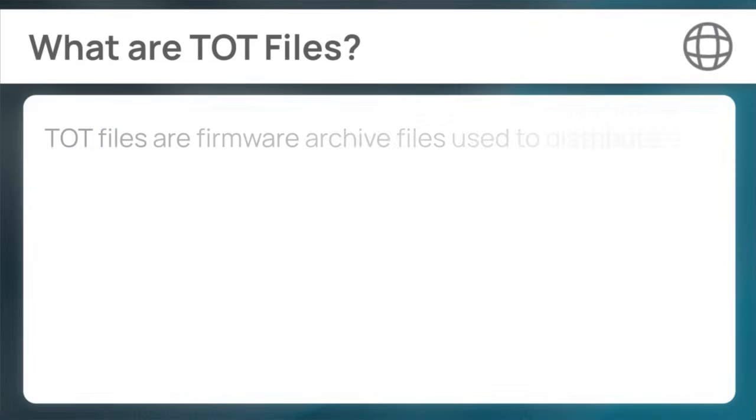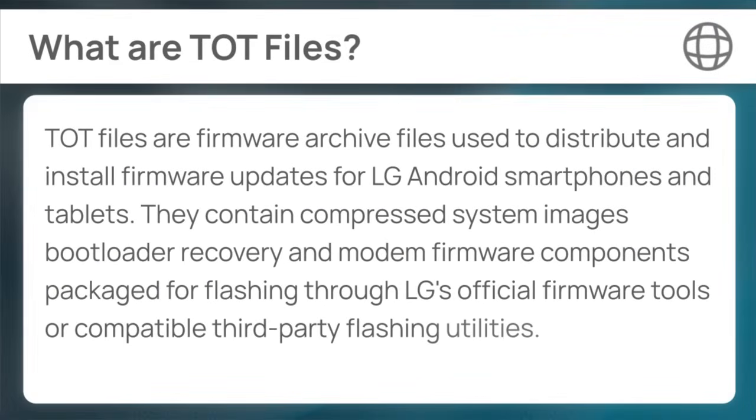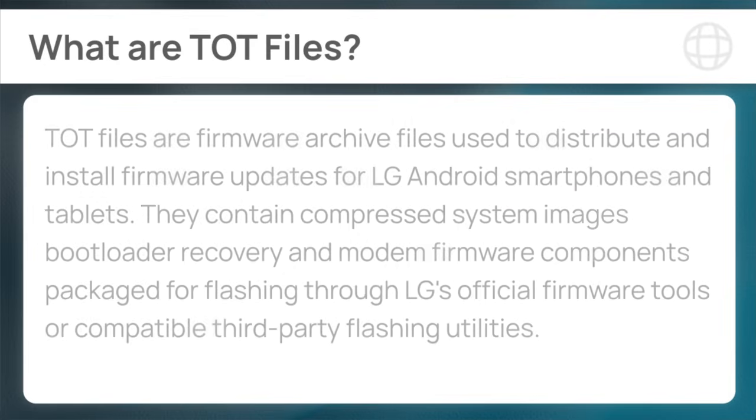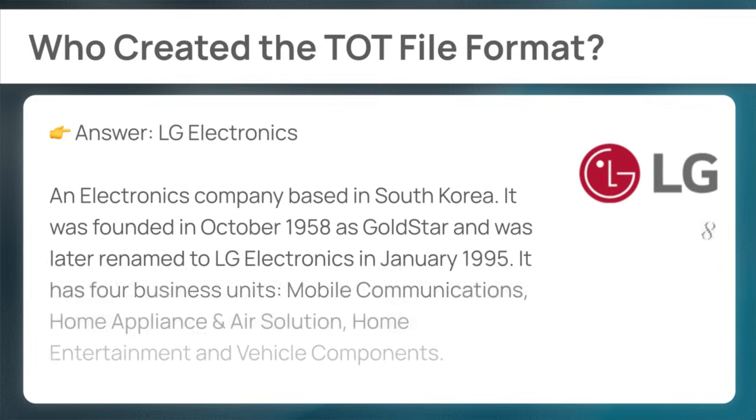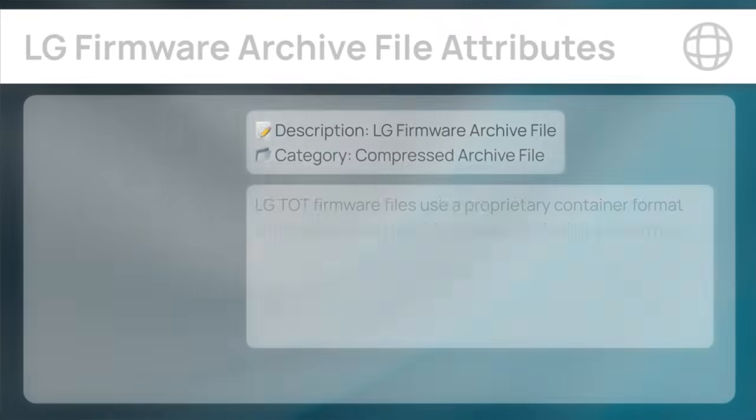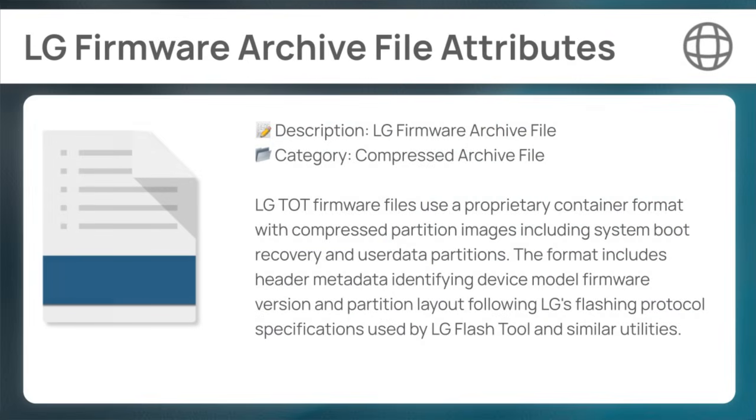TOT files are firmware archive files used to distribute and install firmware updates for LG Android smartphones and tablets. They contain compressed system images, bootloader recovery, and modem firmware components packaged for flashing through LG's official firmware tools or compatible third-party flashing utilities.